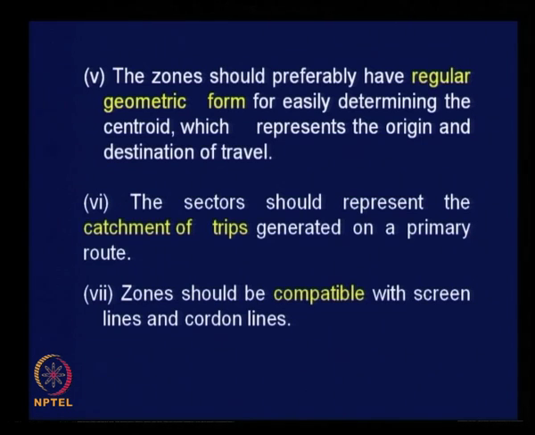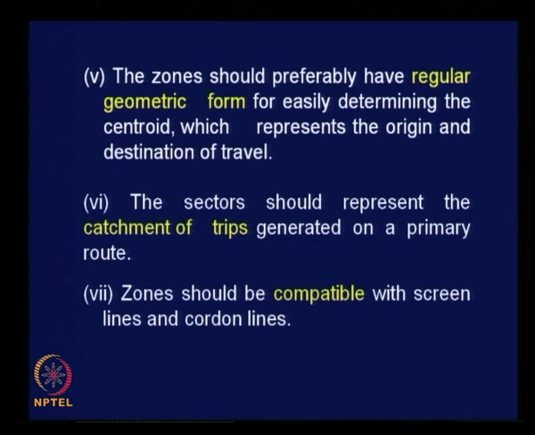And then zones should be compatible with screen lines and cordon lines. Cordon lines you are familiar with, right. When you are dividing your area into zones, the zones which are adjacent to your cordon line will have partly the cordon line itself to serve as zone boundary, right. So you should not just try to have another boundary for a zone when it is abutting the external cordon line, right. Take the cordon line itself as part of your zone boundary, that is what is mentioned here.